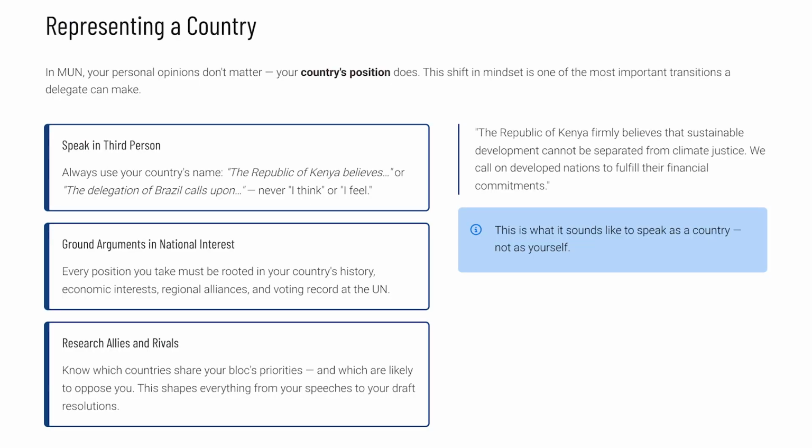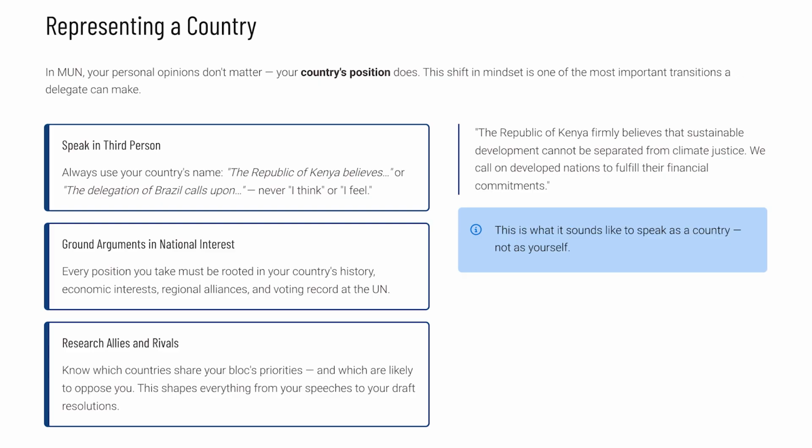So before the conference, you'll submit a position paper. What's this? It's a 1-page, single-spaced paper. And it covers 3 things. First of all, the background of the topic, your country's position, and your proposed solutions. Write it in 3rd person. Keep in mind, 3rd person. The Republic of Kenya believes, or the delegation of Kenya believes, not I believe.